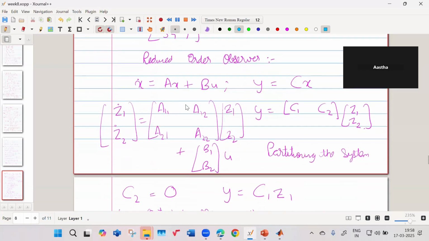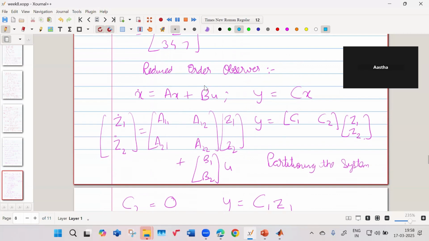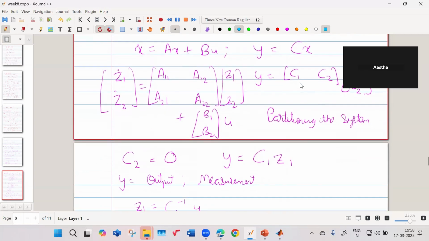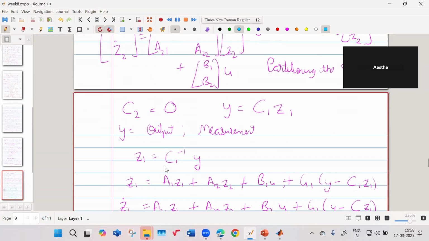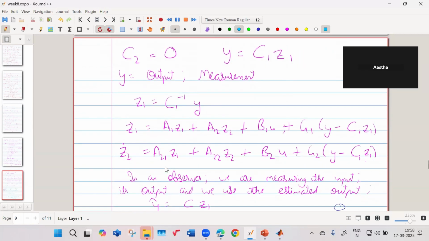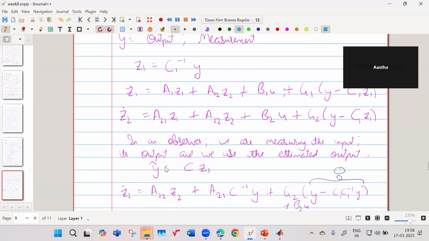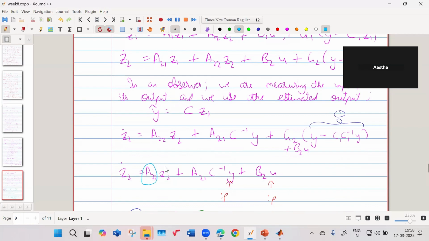Then we considered the reduced order observer, and in this case, C2 has to be equal to 0. Then only all these things are valid. If it is not equal to 0, then a suitable modification will be required to be done. This also was done.